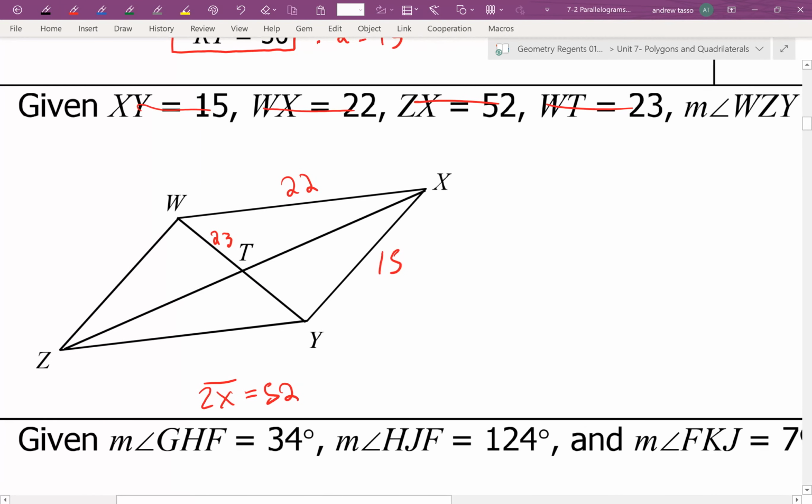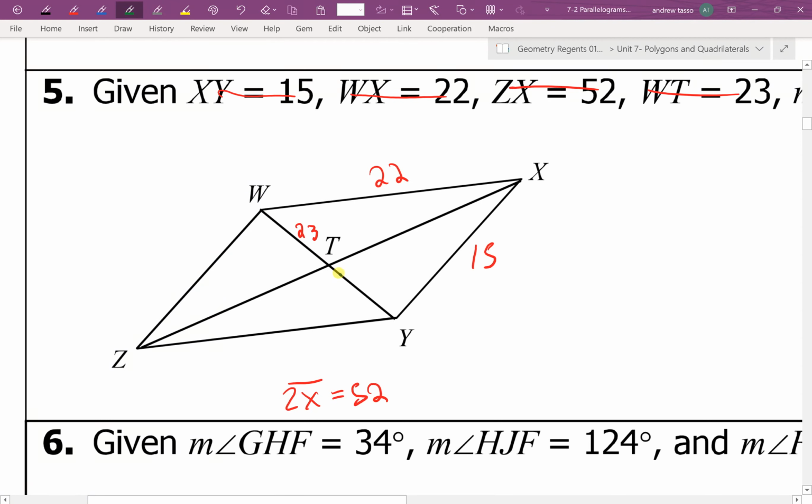And then we have some information about angles. So let's hold off on the angles for now. Right away, let's try to figure out what we can based on these numbers we have so far. The first thing I would say is that WX has to be equal to ZY, so this should also be 22. XY being 15 means that WZ would also have to be 15. Okay.